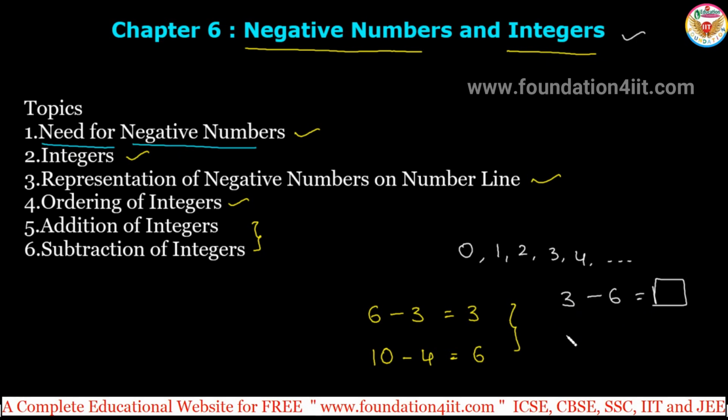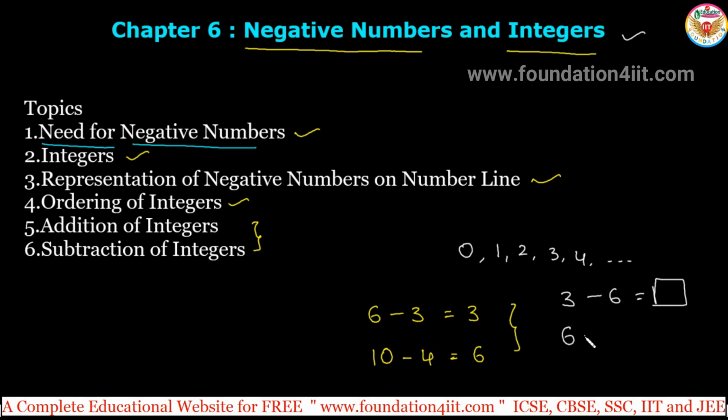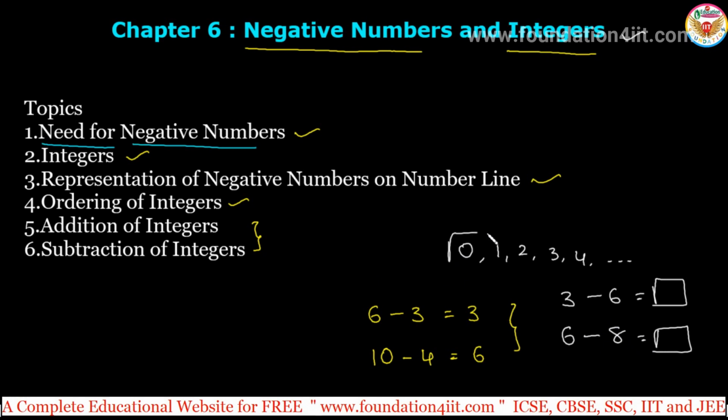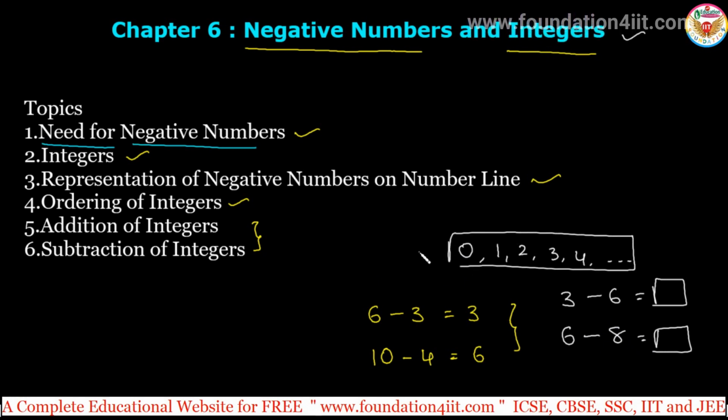Whenever a small number is subtracted from the bigger number, that's okay, but when a bigger number is subtracted from the small one, like 6 minus 8, these cases will give negative numbers. So all the whole numbers, along with these, if we join negative numbers, minus 1, minus 2, minus 3 and so on, this whole system will come under integers.